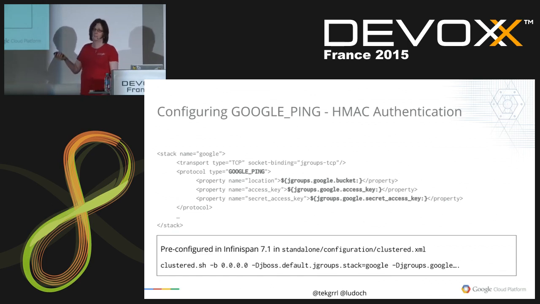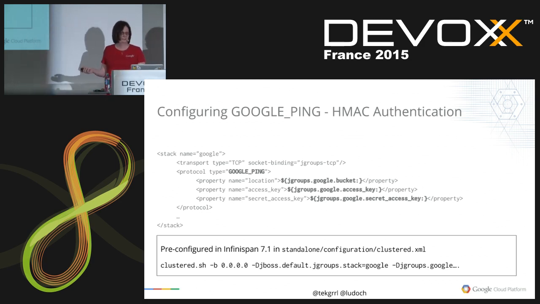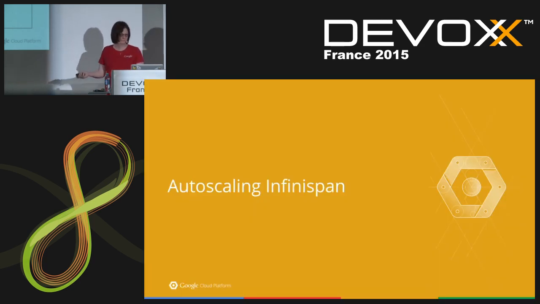We can specify the bucket name and also the credentials needed to access the bucket. So this is everything that Infinispan needs in order to authenticate itself against the bucket and store data there. So it's very secure and very easy to configure. And again, the same thing goes for S3, just a different provider.